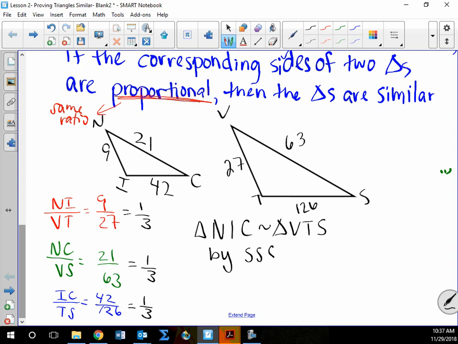Side, side, side, similarities. And when you're doing these on quizzes and tests, I am checking that you have labels with the information to back it up when you use that here. So this one, unfortunately, requires the most work because you have to check 3 ratios. So really, it's not bad to check ratios. You just have to sit back.